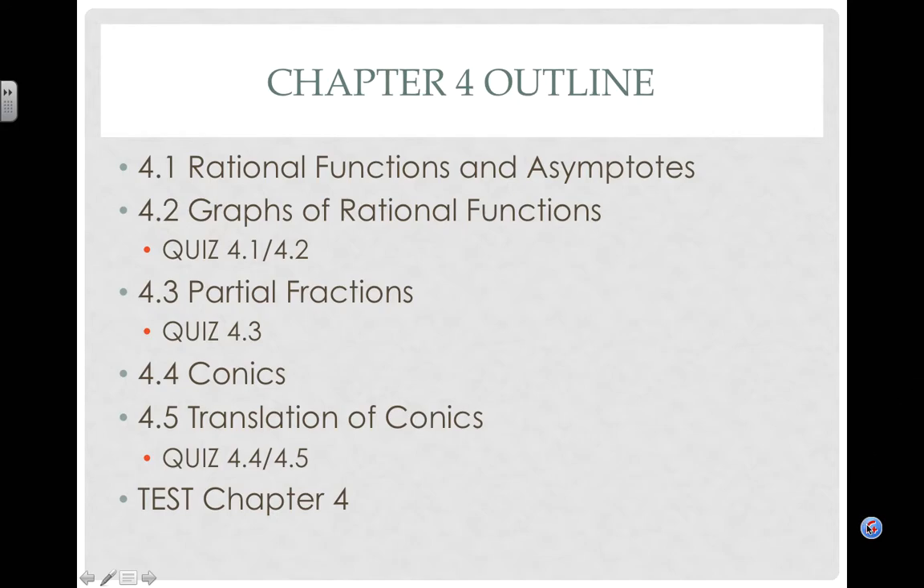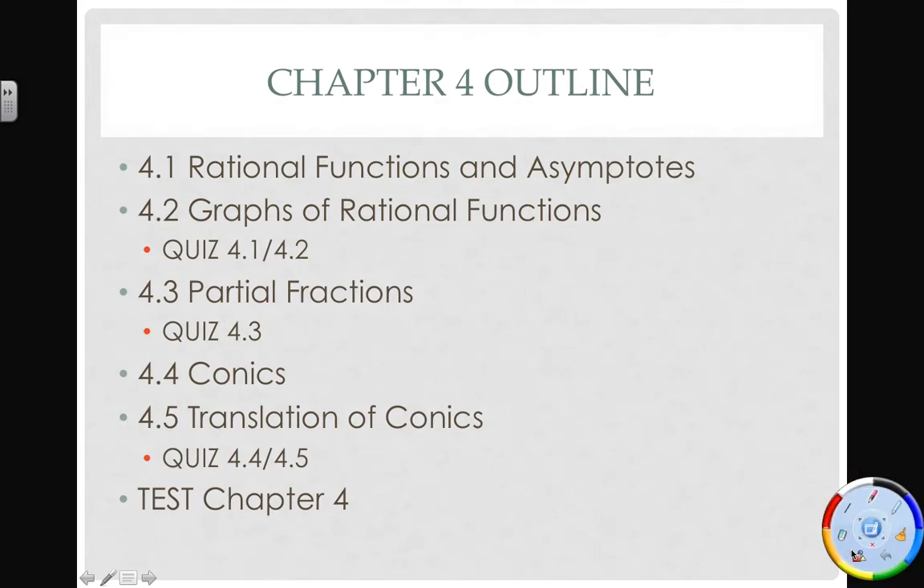This is the beginning of our chapter 4, looking at mostly rational functions, even though we get into some conic sections a little bit later. You notice that we break this up into 3 little sections. 4.1 and 4.2 go together with our rational functions and graphing rational functions, so some stuff you might remember from last year. A new one for us is what's called partial fractions, or partial fraction decomposition. And also another new one for us, because it was not in Algebra 2, is the conic sections. So that's what's coming up for the next few weeks.